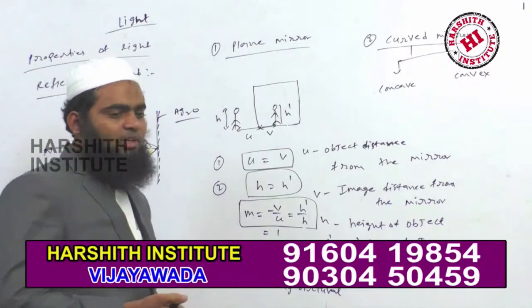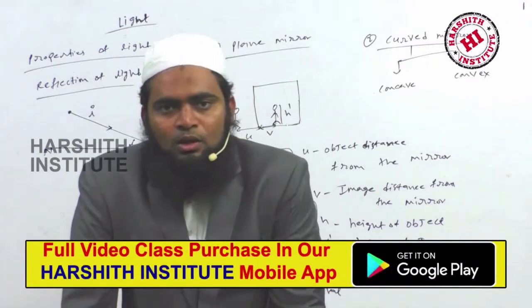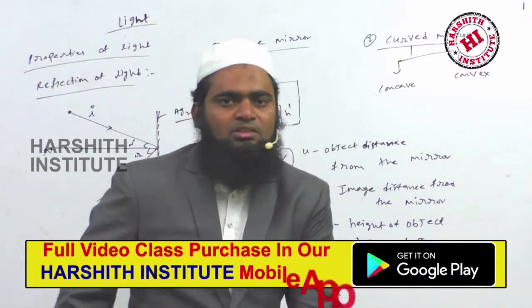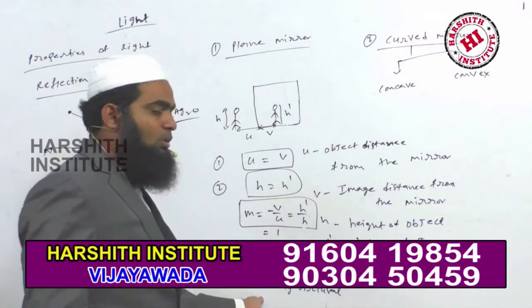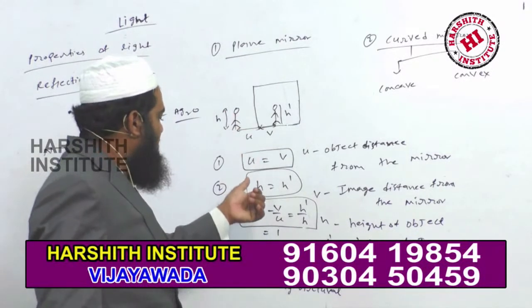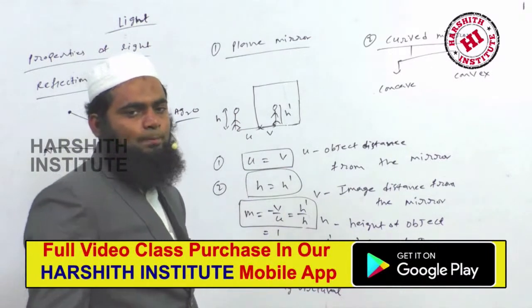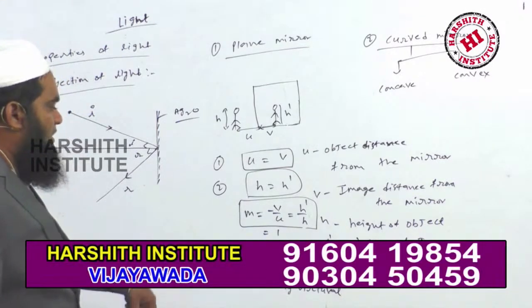A virtual image is that image we cannot capture on a screen. This is called a virtual image. Once again, the virtual image is that image we cannot capture on a screen. Now, in the case of a plane mirror, we observe the image will be only virtual. So these are the three conditions that take place in plane mirrors also.